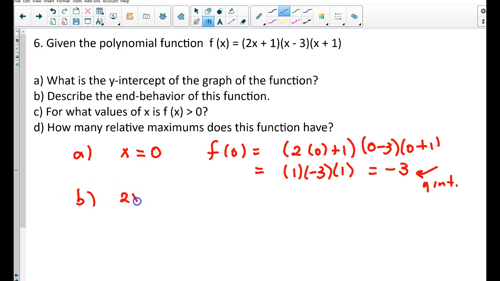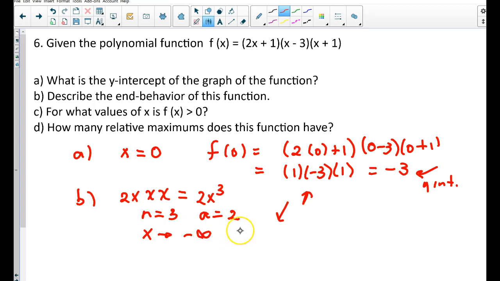The end behavior of the function, you look at each of the variables in the first portion of the parenthesis and you get 2x cubed. That means you have a third degree. Your leading coefficient is positive. Therefore, the graph is going to fall to the left and rise to the right. More formally, as x approaches negative infinity, as you go to the left, your y values, f of x, are going down to negative infinity. As x approaches positive infinity, in other words, as you go to the right, f of x is approaching positive infinity. You're going up.